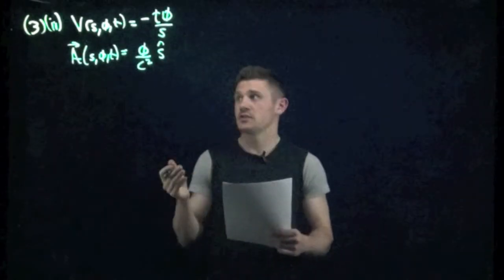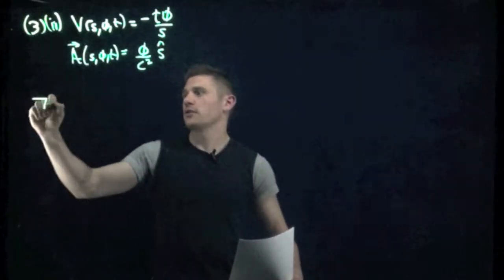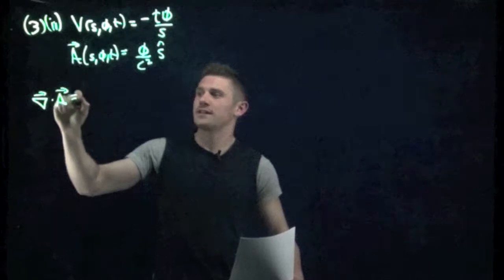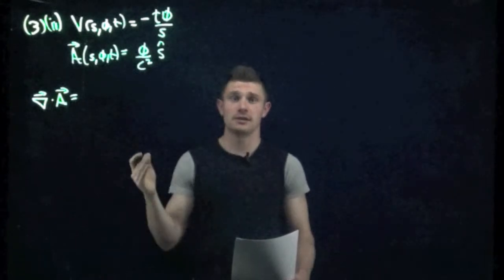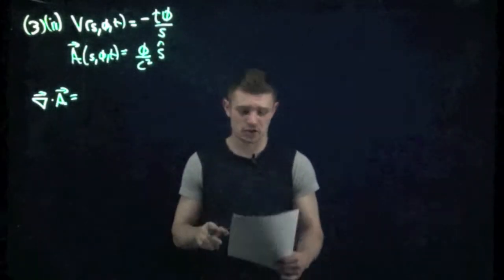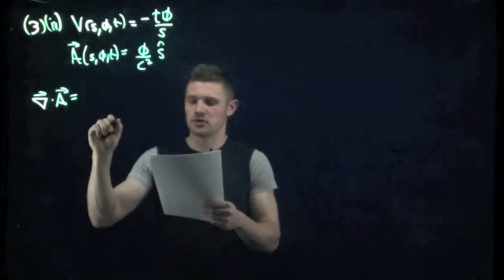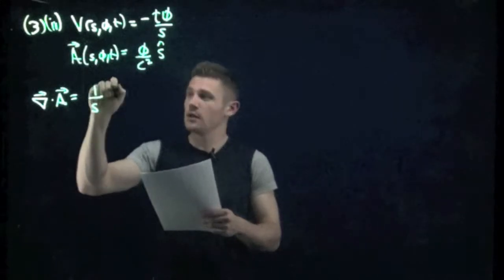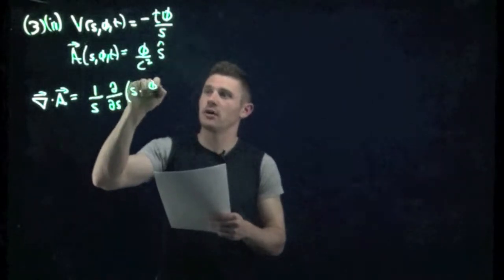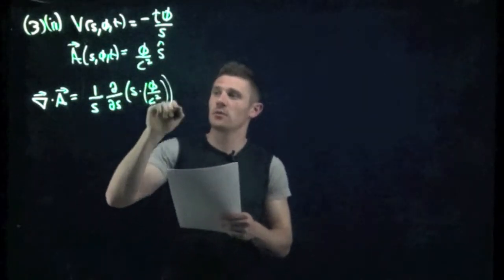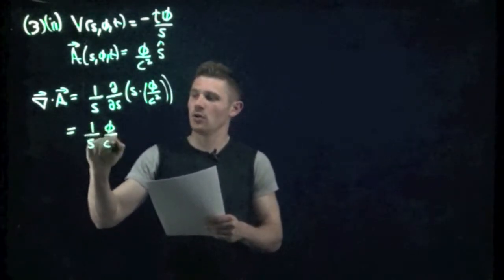So we want to check the two gauges. We're seeing for the Lorentz gauge or the Coulomb gauge. Again, we want to recall that when the divergence of A is equal to 0, then we're in the Coulomb gauge, and when the divergence of A is equal to negative epsilon naught mu naught times dV by dt, then we're in the Lorentz gauge. So we calculate divergence of A first, and again now we are in cylindrical coordinates, so our divergence will utilize that formula, and we'll have 1 over s d by ds of s multiplied by our A, which is phi over c squared, and this is given by 1 over s times phi over c squared.